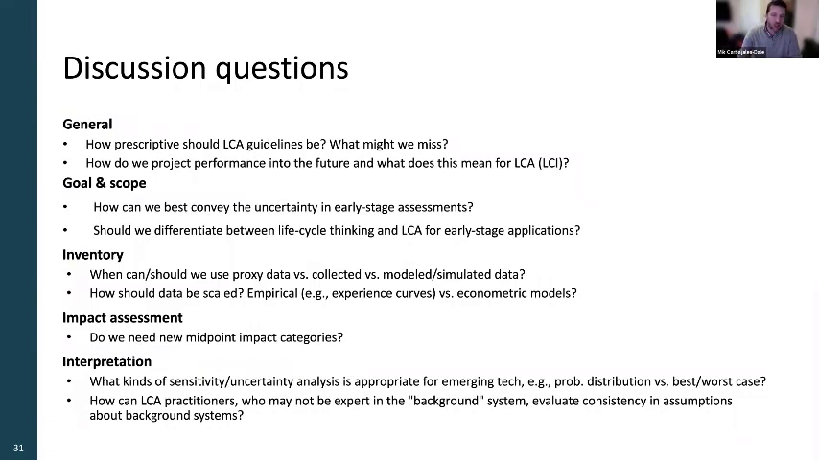Inventory, when can and should we use proxy data versus collective data versus modeled or simulated data? And then how should that data be scaled through that technology development process? Impact assessment, do we need new midpoint impact categories? Are there ones that are kind of obviously missing right now, or ones that are obviously in need of updating? And then interpretation, what kinds of sensitivity or uncertainty analysis is appropriate in this case for emerging technologies? And then how can LCA practitioners who might not be expert in the background system evaluate consistency about background systems? So with that, I'll finish up and I'll turn it over to questions if anyone has any.